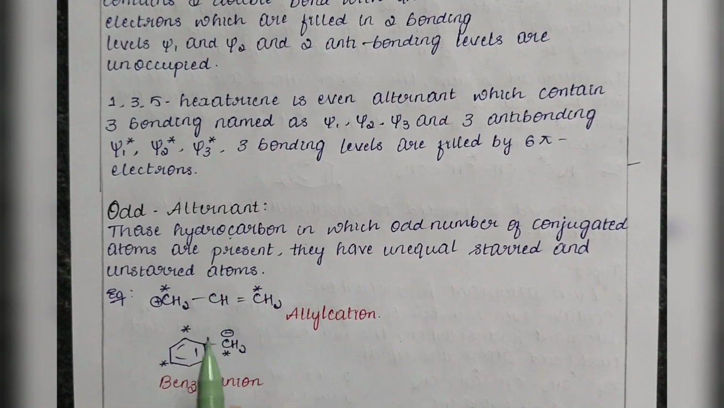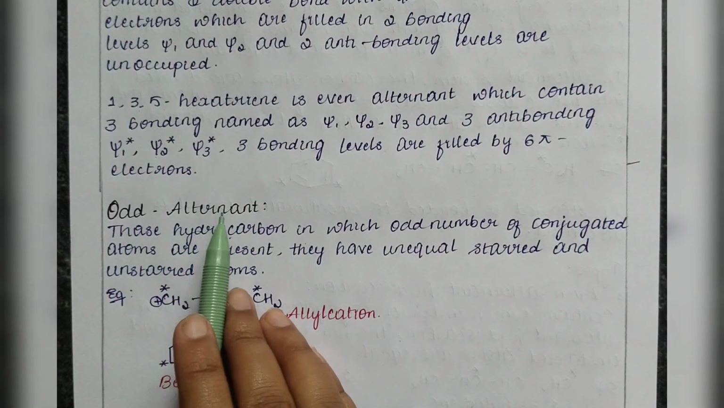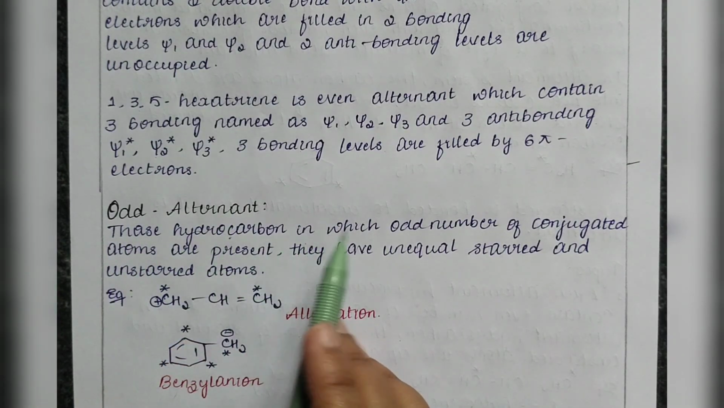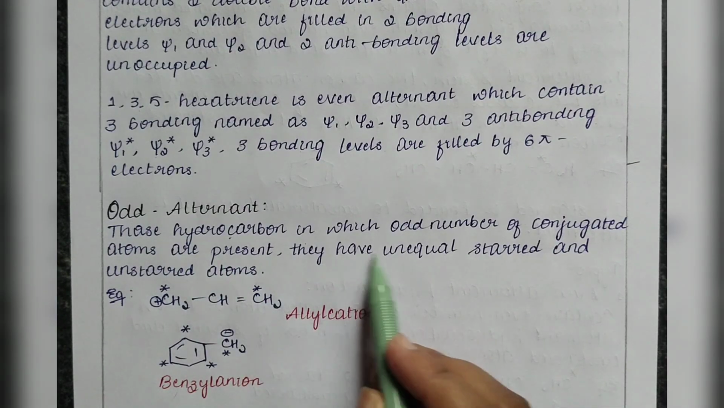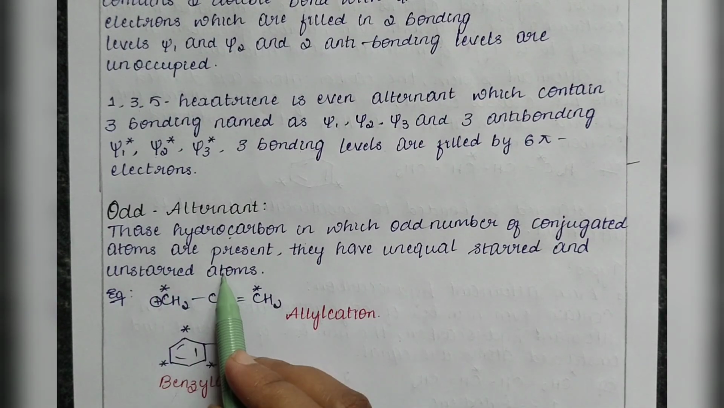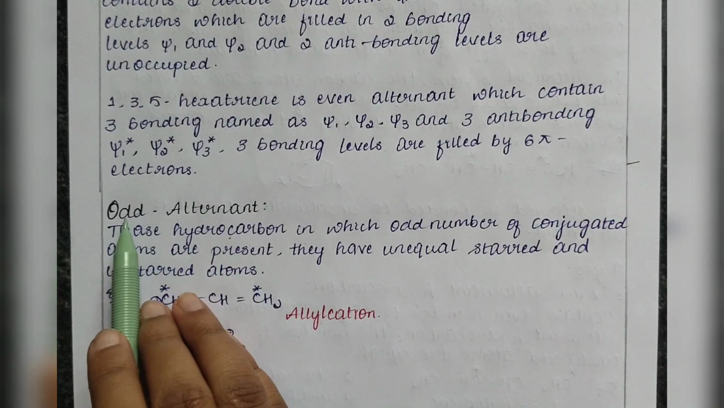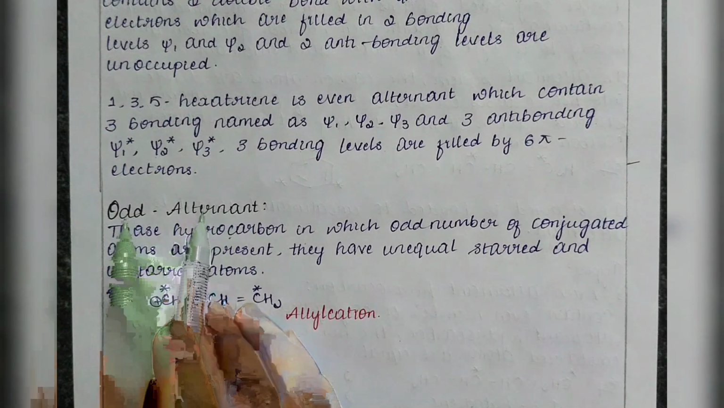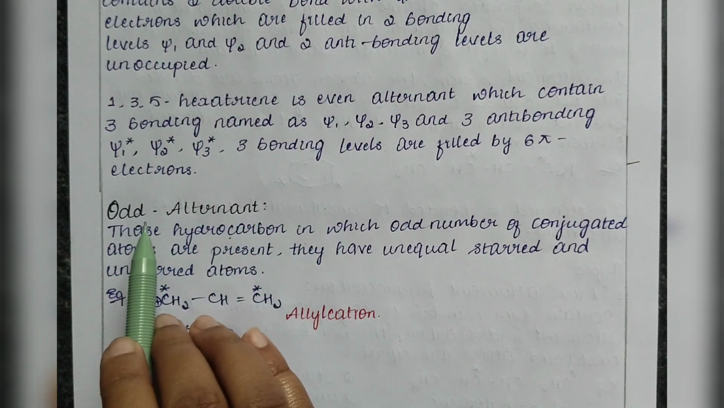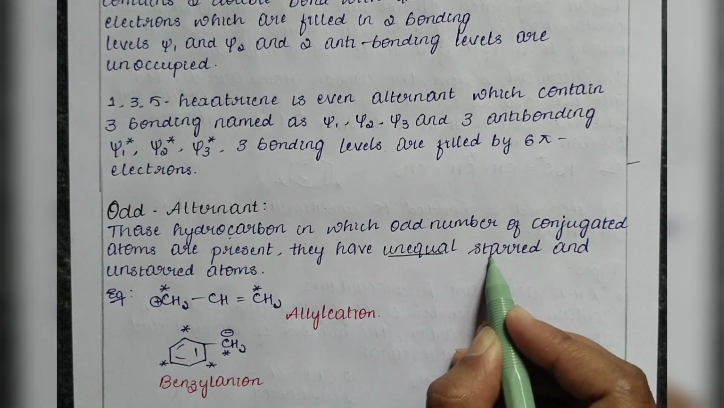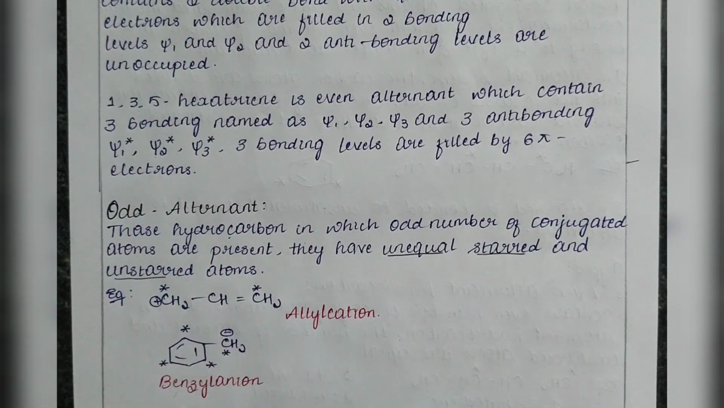The next type of classification is odd alternate. Those are hydrocarbons in which an odd number of conjugated atoms are present. They have unequal starred and unstarred atoms. As the name itself represents, odd alternate means that there is an odd number of carbon atoms which are conjugated, and here we can see an unequal number of starred and unstarred carbon atoms.